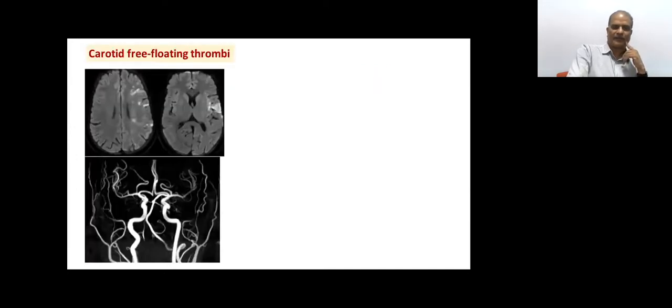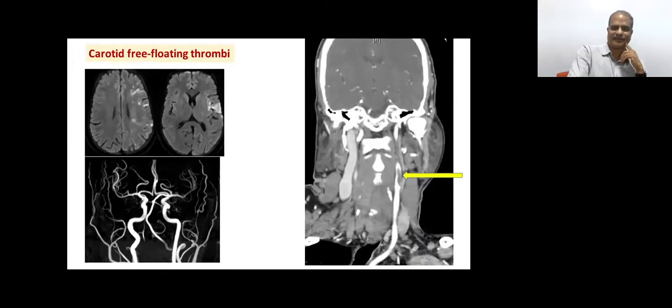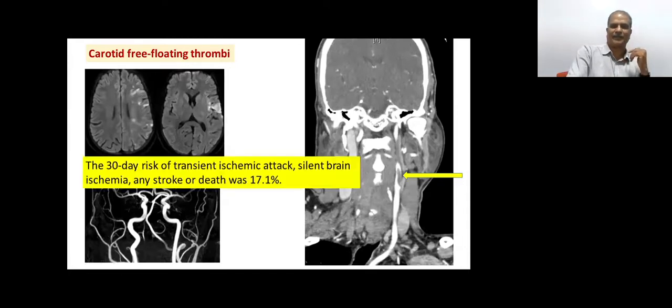So the next indication can be a carotid free-floating thrombus. This is one of our patients. If you look at this, you see there is a large thrombus here waiting to break and go up. It has caused some multiple small infarcts in the left MCA territory. This is not a very common thing, and the risk of recurrence is very high, almost 17% in the first 1 month.